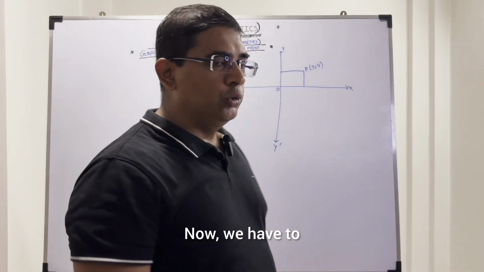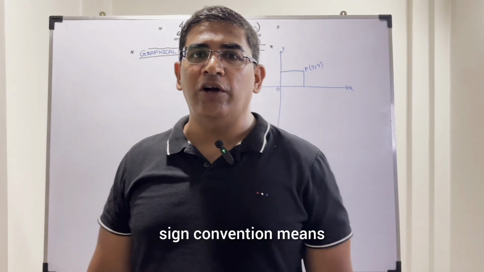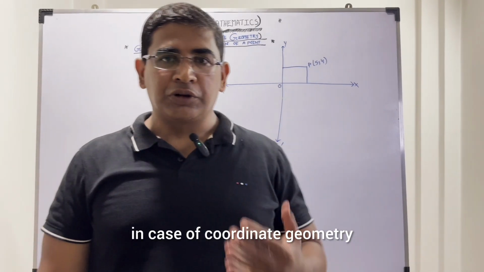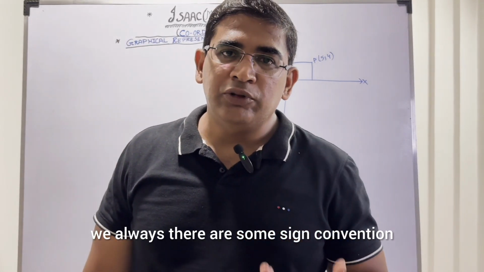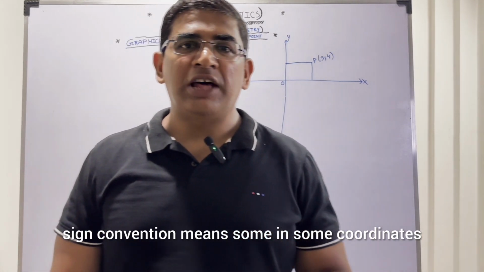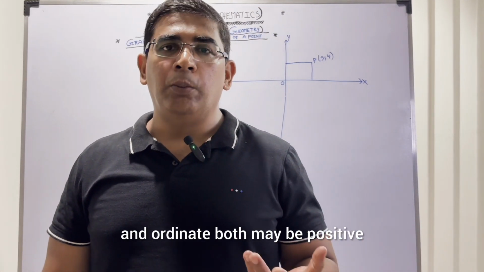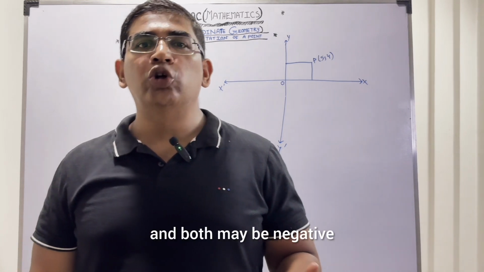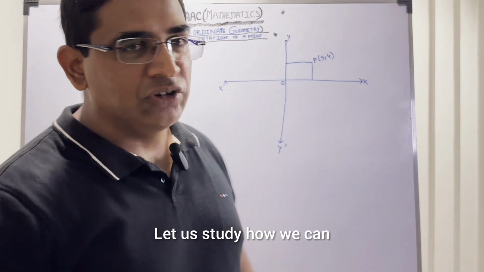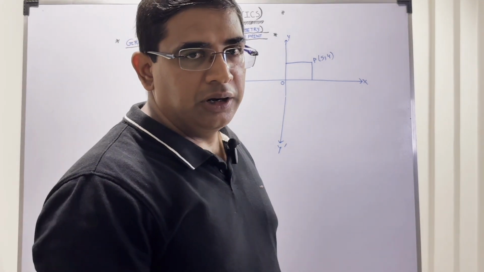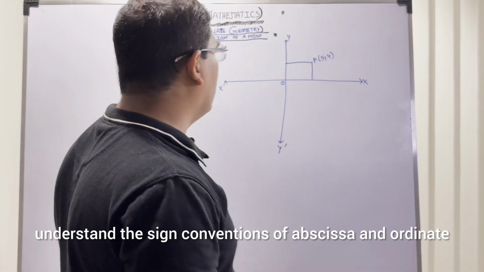Now we have to remember some sign conventions. Sign convention means in coordinate geometry, in some quadrants abscissa and ordinate both may be positive, or both may be negative, or one of them may be positive or negative. Okay, let us study how we can understand the sign conventions of abscissa and ordinate.